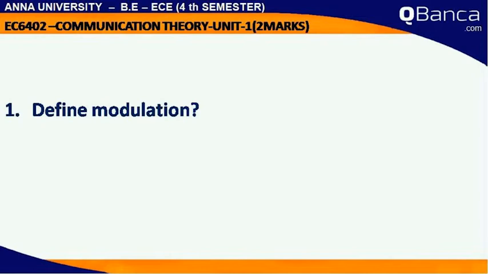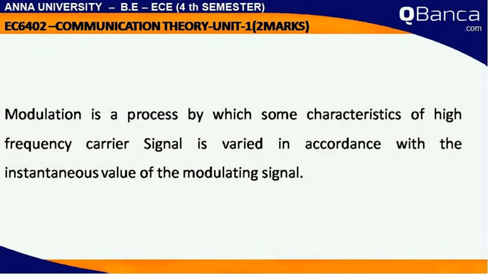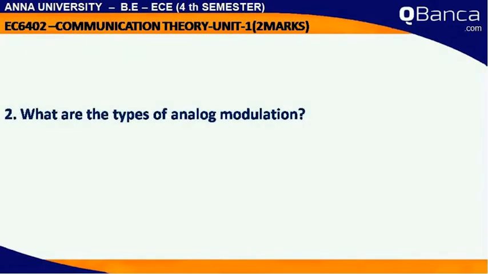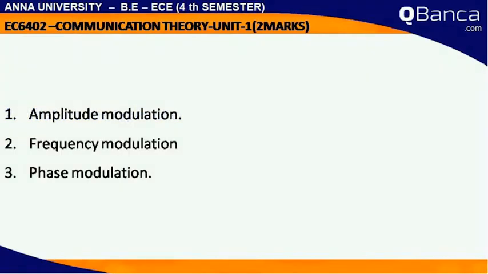Define modulation. Modulation is a process by which some characteristic of a high-frequency carrier signal is varied in accordance with the instantaneous value of the modulating signal. What are the types of analog modulation? Amplitude modulation, frequency modulation, phase modulation.